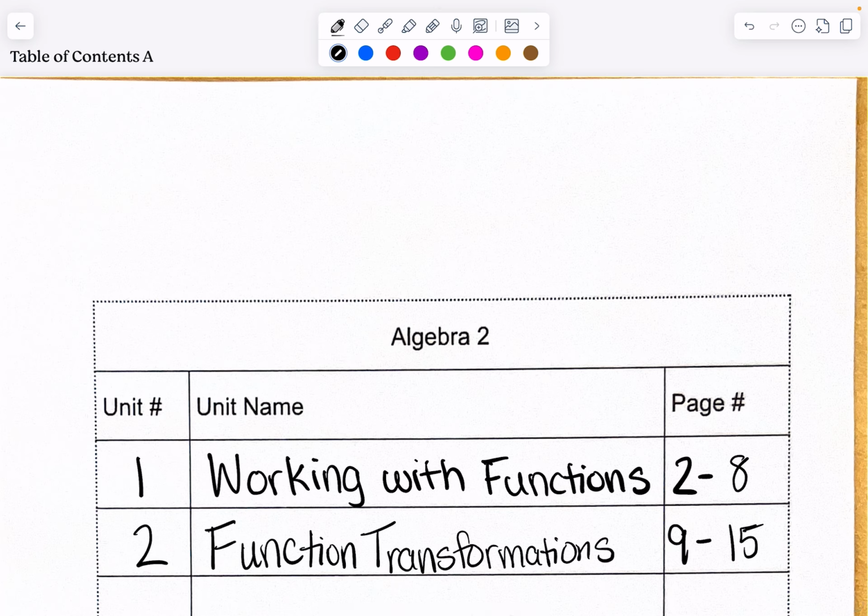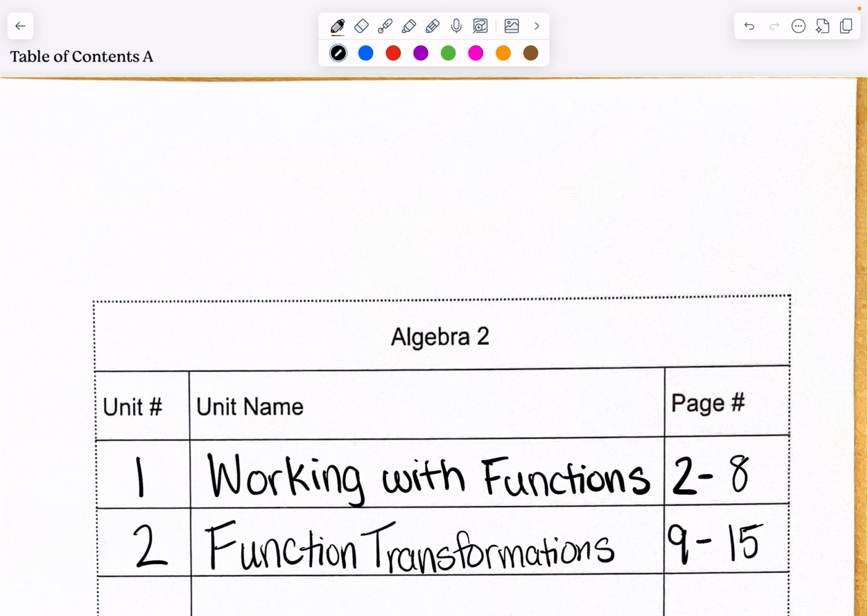This is the video for your 3.1 exponential growth and decay notes. So if you've not already grabbed the 3.1 notes and a copy of the Unit 3 table of contents, please go do that now. And then we're going to fill in some table of contents and some notes today.